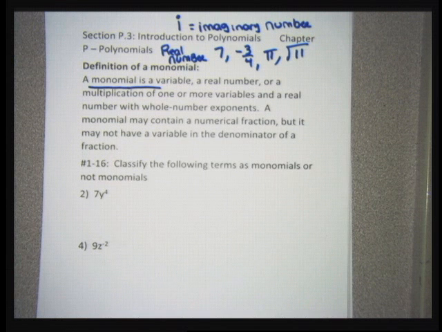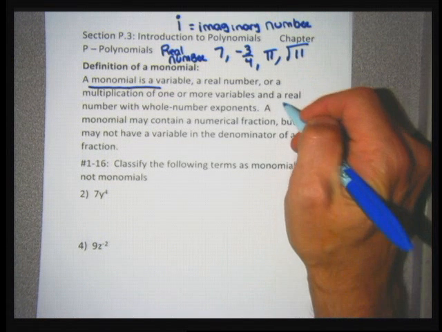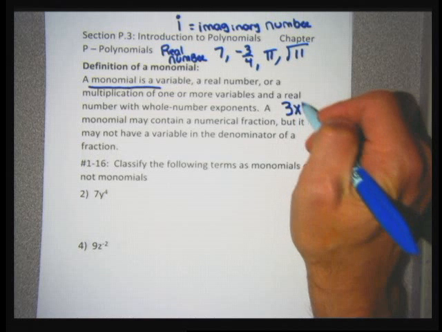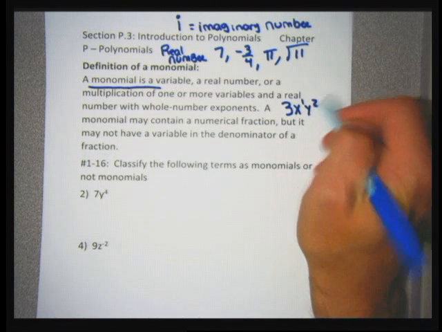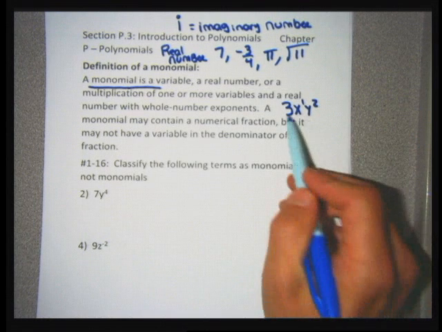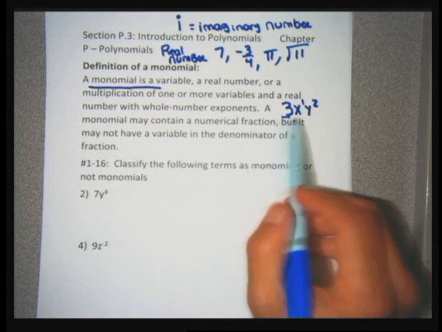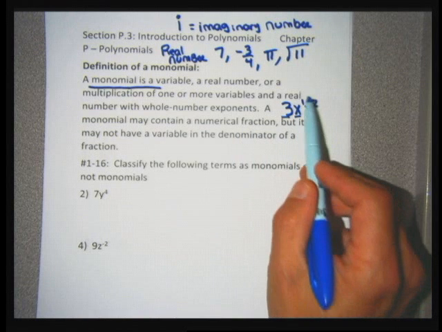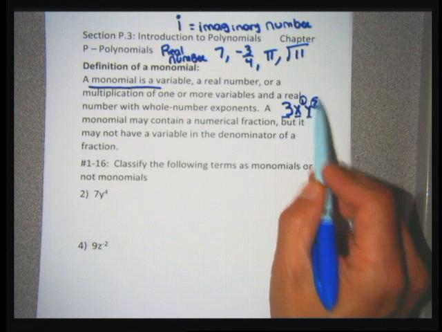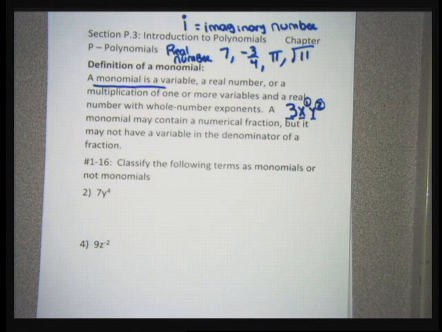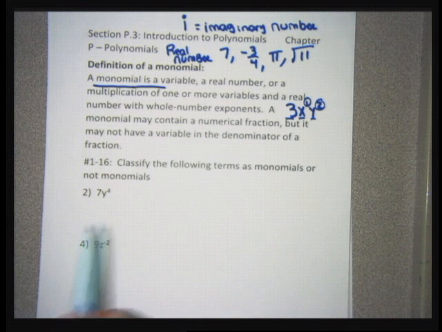So very specifically, something like this would be a monomial: 3x to the first, y to the second, because it fits this. It's a real number, 3 is a real number, and then it's multiplied by 2 variables, and each of the variables has a whole number exponent, and whole numbers are 0, 1, 2, 3, 4, basically positive integers. So that would be an example of a monomial. What we need to go through is just to look at different terms and classify them as monomials or not monomials.